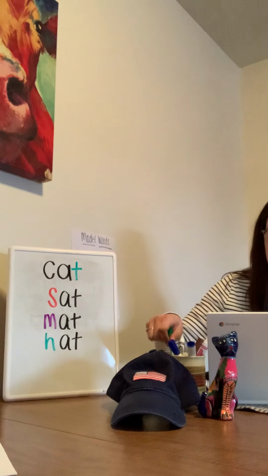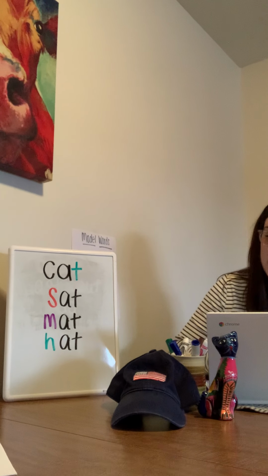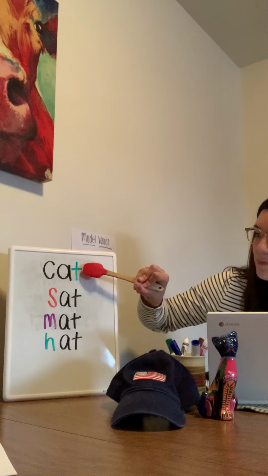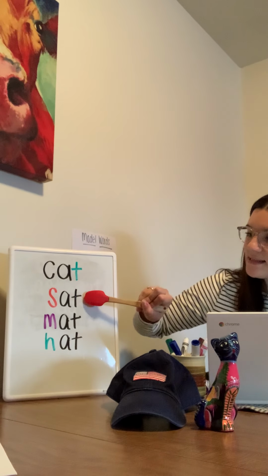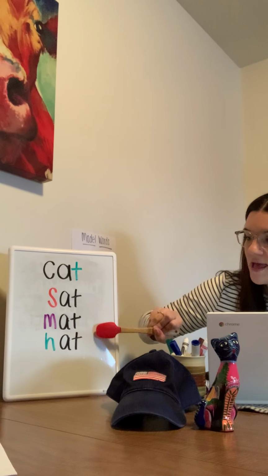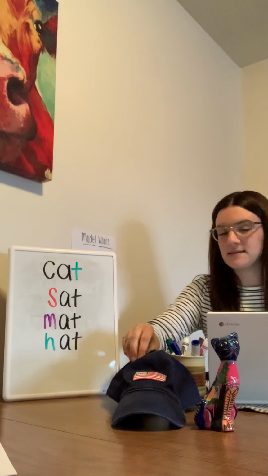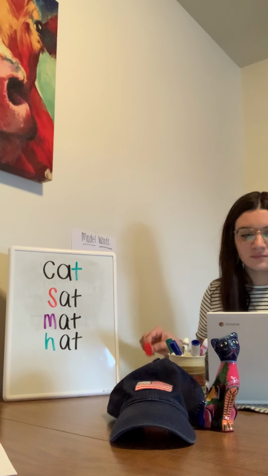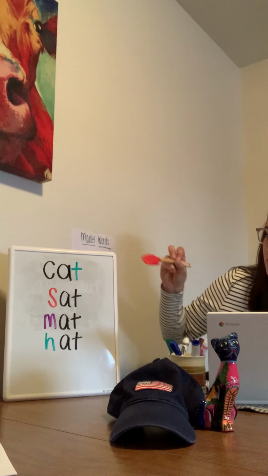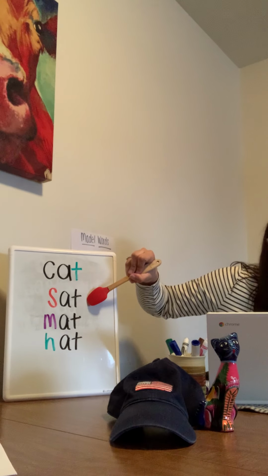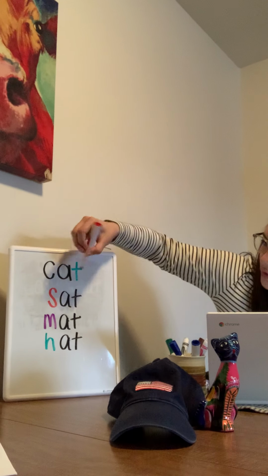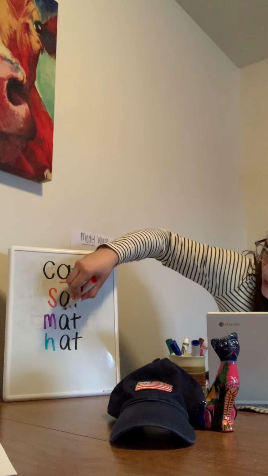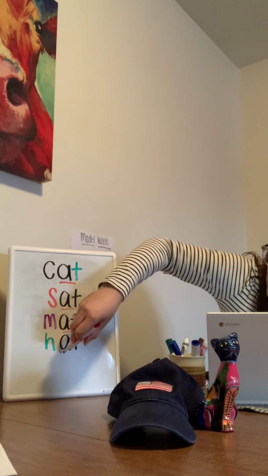So let's take a quick look at these new words we've created. Can anyone identify what is the same about each of these words? We have cat, sat, mat, hat. Very good job. Yes, they all contain the at pattern at the end of the word. So, A-T, A-T, A-T, and A-T, at.